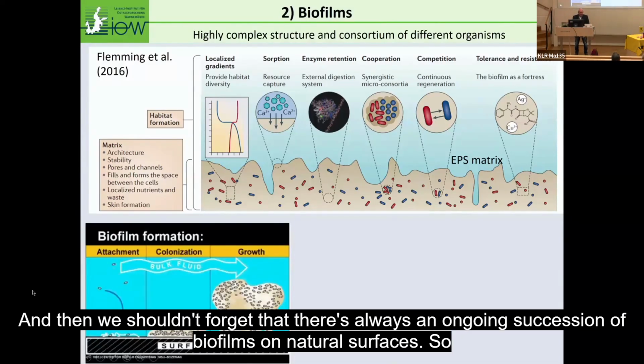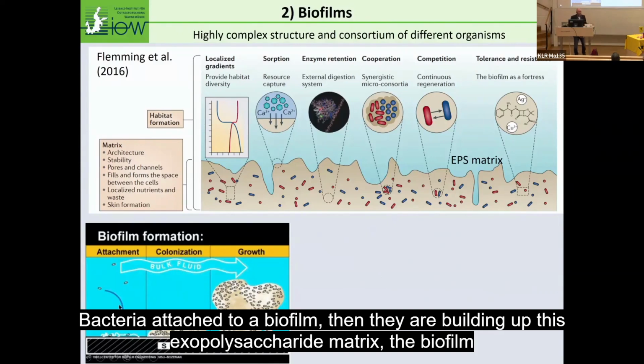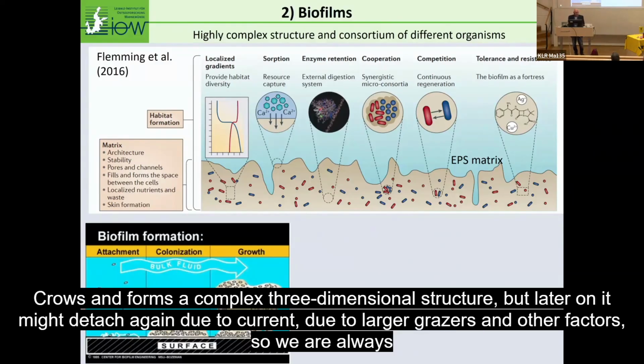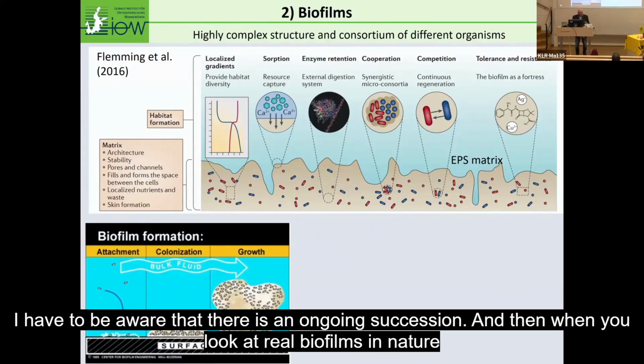And then we shouldn't forget that there's always an ongoing succession of biofilms on natural surfaces. So bacteria attach to a surface, then they are building up this exopolysaccharide matrix. The biofilm grows and forms a complex three-dimensional structure, but later on it might detach again due to current, due to larger grazers and other factors. So we always have to be aware that there is an ongoing succession.